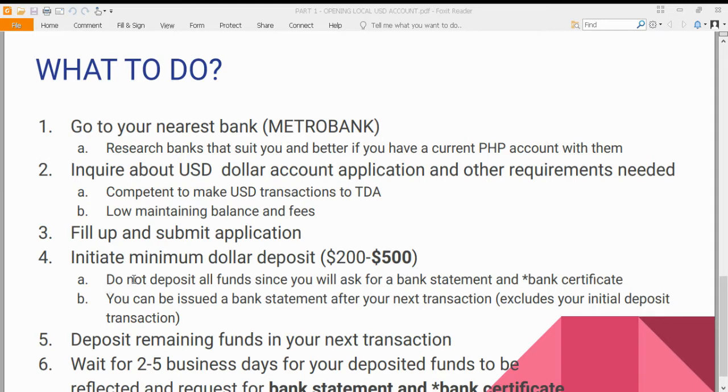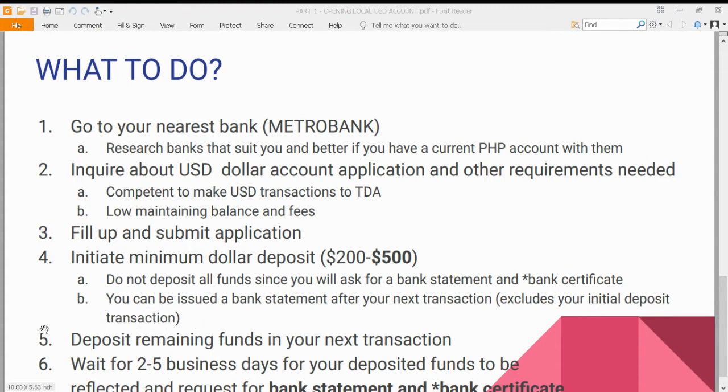Do not deposit all funds since you will ask for a bank statement and optionally a bank certificate later on. These two, bank statement and bank certificate, are required for a TD Ameritrade application, but they require the bank statement more since this reflects your proof of address and balance in your bank. And the next one is you can be issued a bank statement after your next transaction. This excludes your initial deposit.